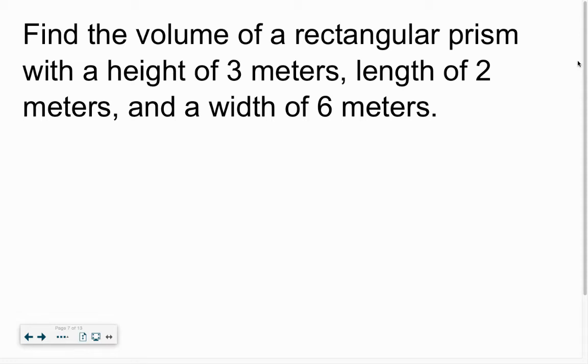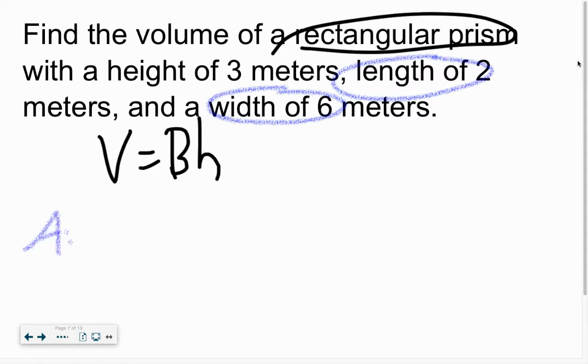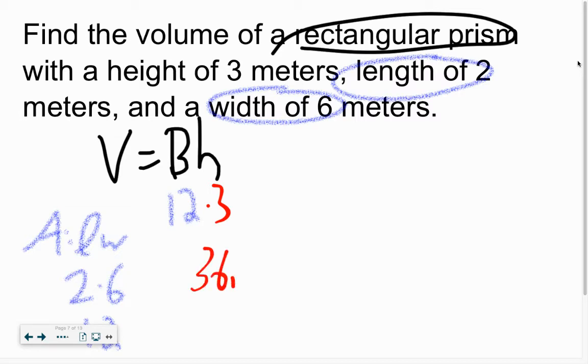Since it is a rectangular prism, we've got our V equals big B H, where we're just going to say the base. Well, you can pick any of the numbers. Since it says it's a length of 2 and a width of 6, that's what I'm going to use, because it's length times width. 2 times 6 gives me 12. Plug that on in, and then a height of 3, multiply it on out, and I get 36 meters cubed.